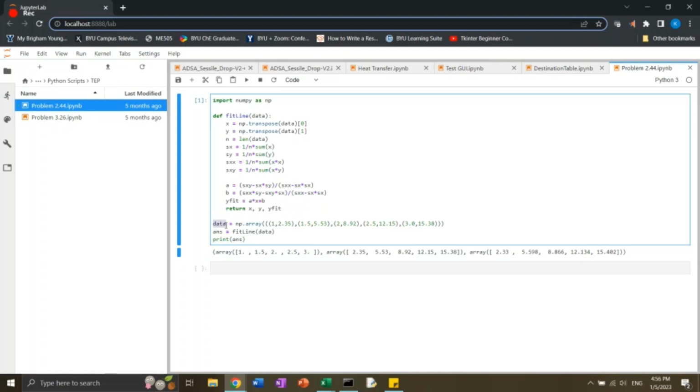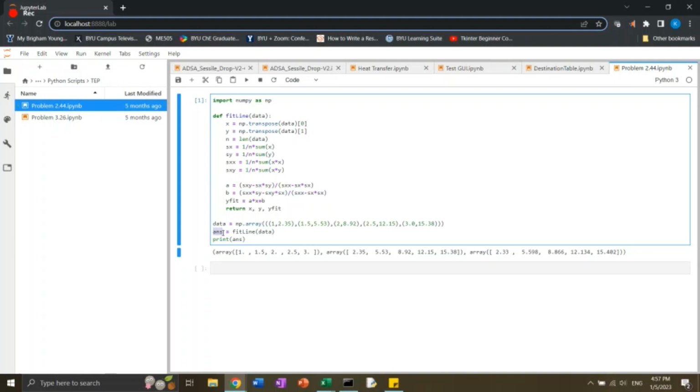So now data is what they gave to us in the table. Then we call our function. The answer is equal to fitLine, and it's reading this data here. It goes through and calculates x and y, how many data points there are. Then it calculates the intercept and the slope based off of the Appendix A1 function, and then it spits out all the lines, and then we print our answer. So we print out the output of this function.